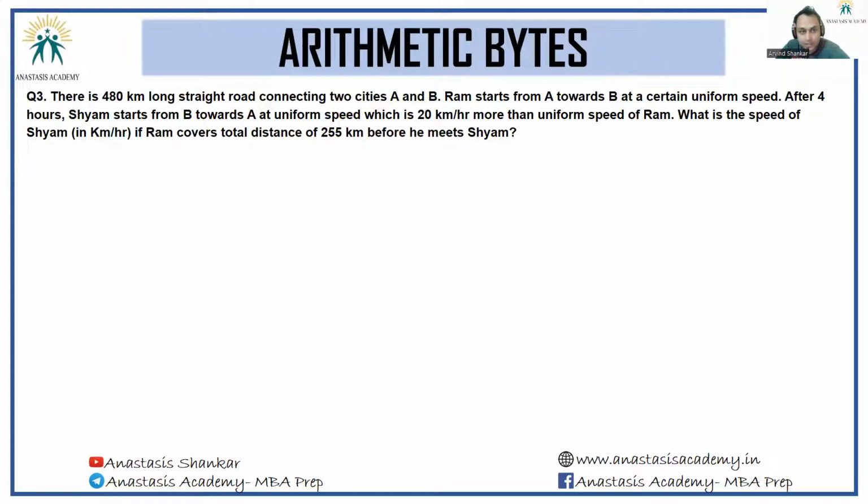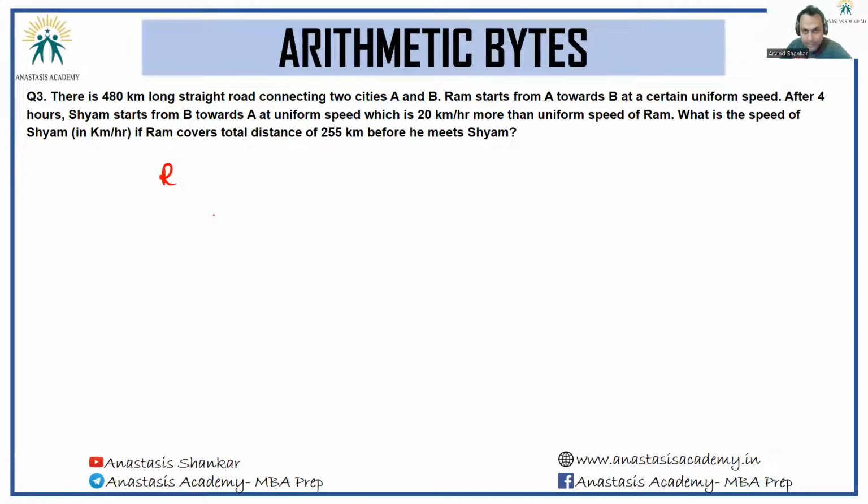Next question. There is a 480-kilometer long straight road connecting two cities A and B. Ram starts from A towards B at a certain uniform speed. After 4 hours, Shyam starts from B towards A at a uniform speed which is 20 km per hour more than the uniform speed of Ram. What is the speed of Shyam in kilometer per hour if Ram covers total distance of 255 kilometer before he meets Shyam? Okay.